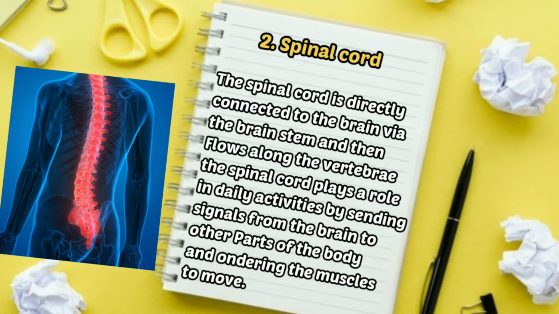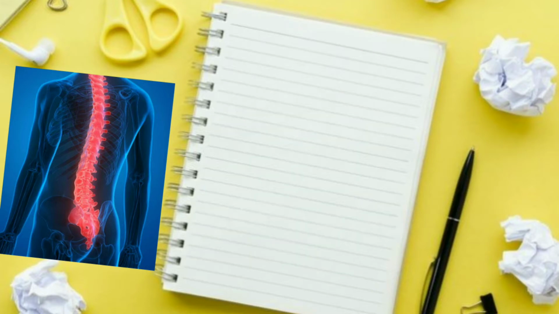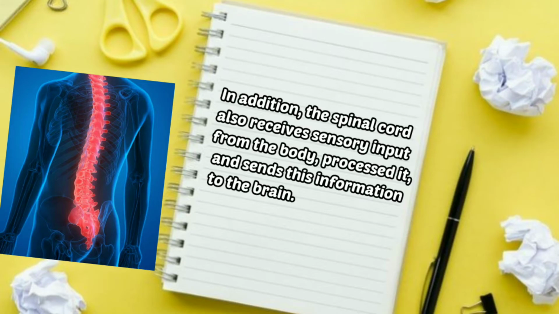Spinal cord. The spinal cord is directly connected to the brain via the brainstem and then flows along the vertebrae. The spinal cord plays a role in daily activities by sending signals from the brain to other parts of the body and ordering the muscles to move. In addition, the spinal cord also receives sensory input from the body, processes it, and sends this information to the brain.